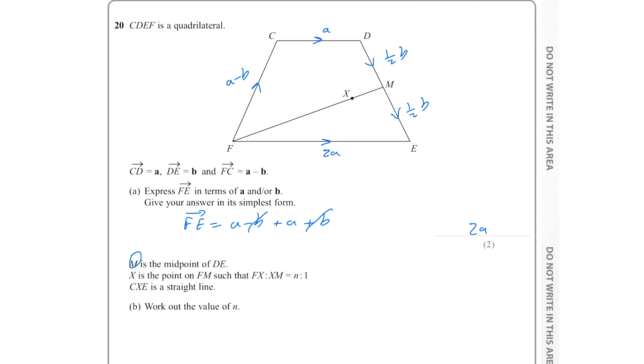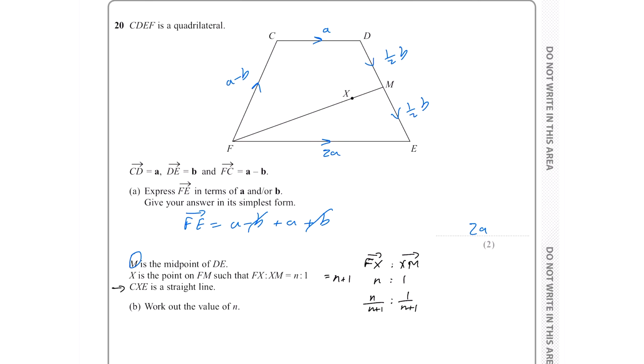So we have X is a point on the line FM, such that F to X, X to M is N to 1. So remember, with ratios, you can always work out the total. So in this case, the total is going to be N plus 1. So we can write that F to X, X to M is N to 1, which is the same as N over N plus 1 to 1 over N plus 1. We don't need this right now, but it's useful to know. And then it says this bit, then this bit here is key. They haven't told us that for no reason.